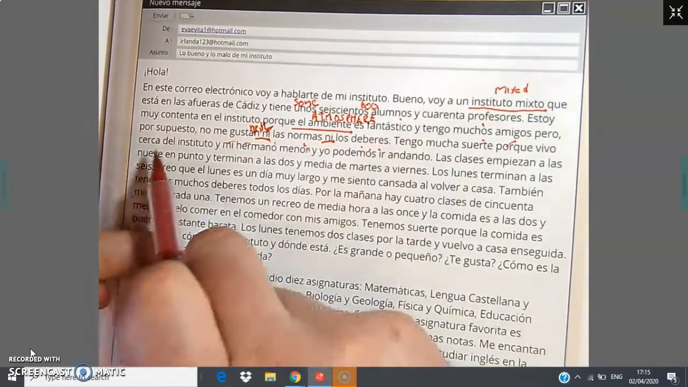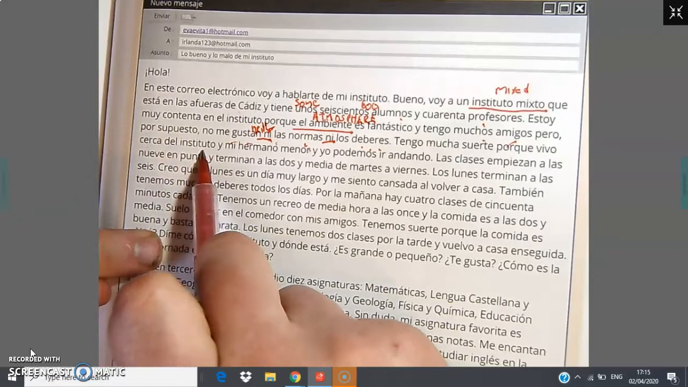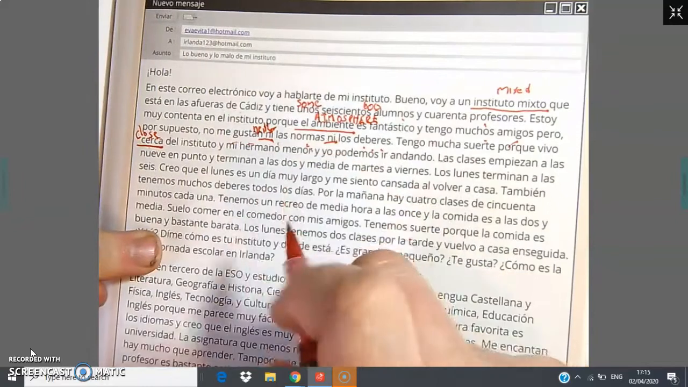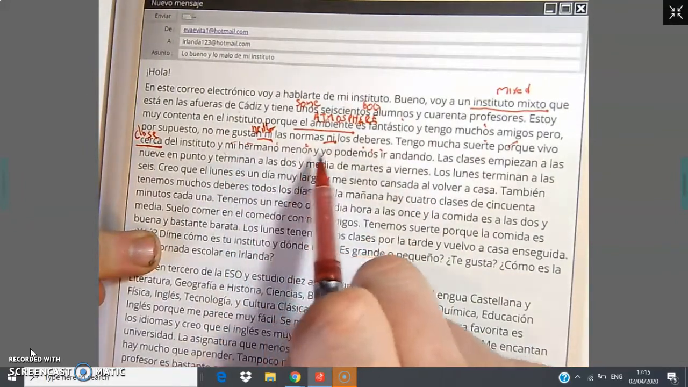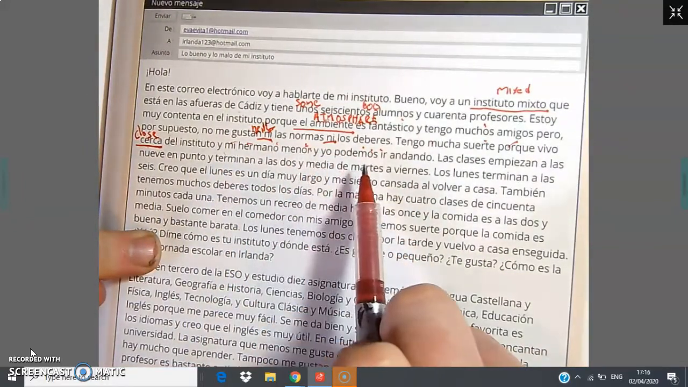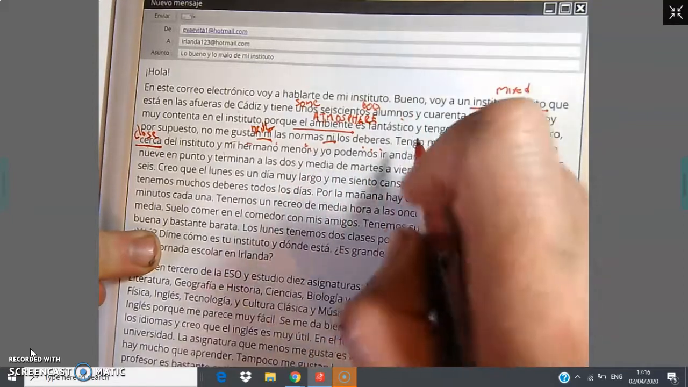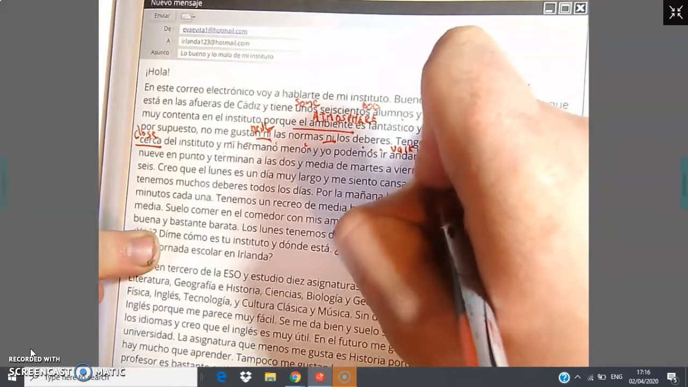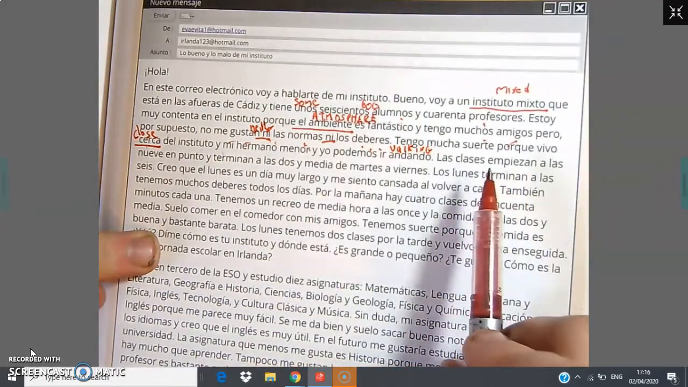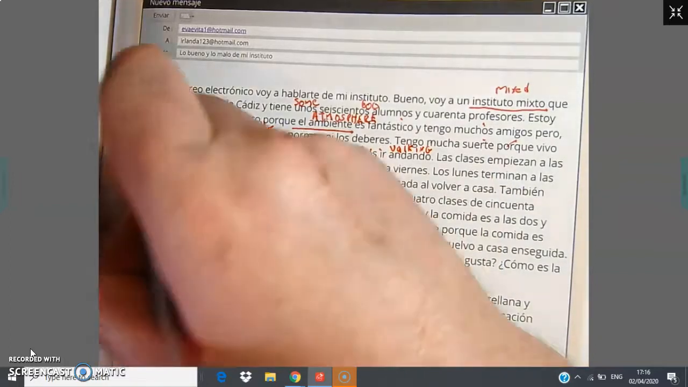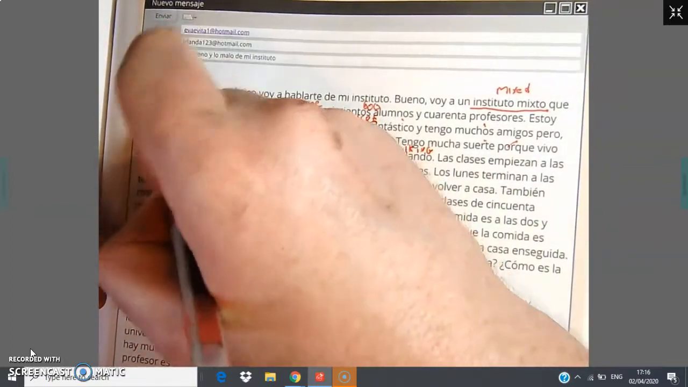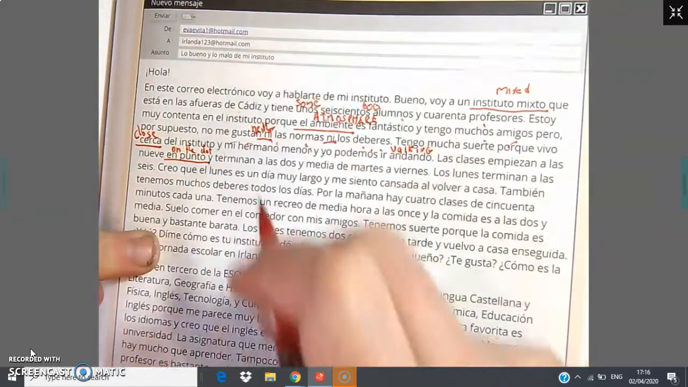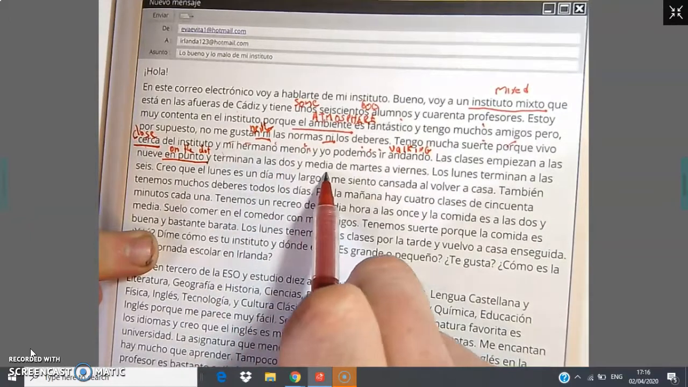Tengo mucha suerte. Vivo cerca del instituto. So she's saying she lives close. Y mi hermano menor y yo, so my brother and me, podemos ir. We can go. Andando, walking. Las clases empiezan a las 9 en punto. So, en punto means like on the dot, or sharp, okay?